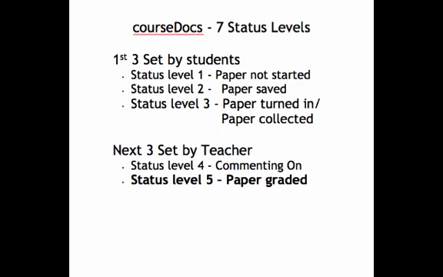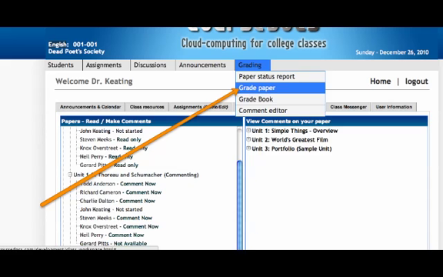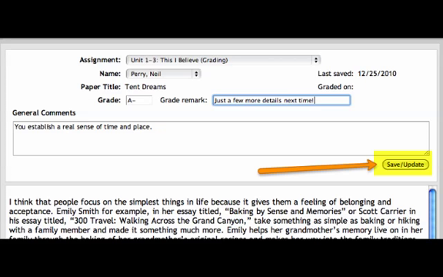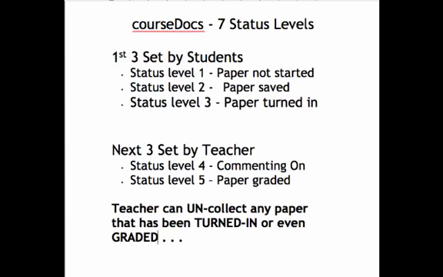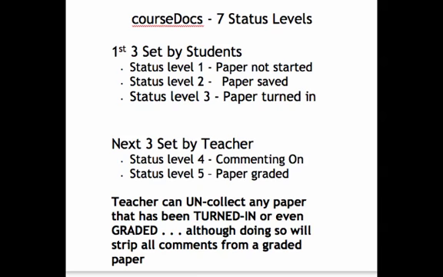Status level 5 is paper graded. The teacher uses a grading editor to embed comments. Note that the teacher can uncollect any paper that has been turned in or even graded, although doing so will strip all comment from a graded paper.